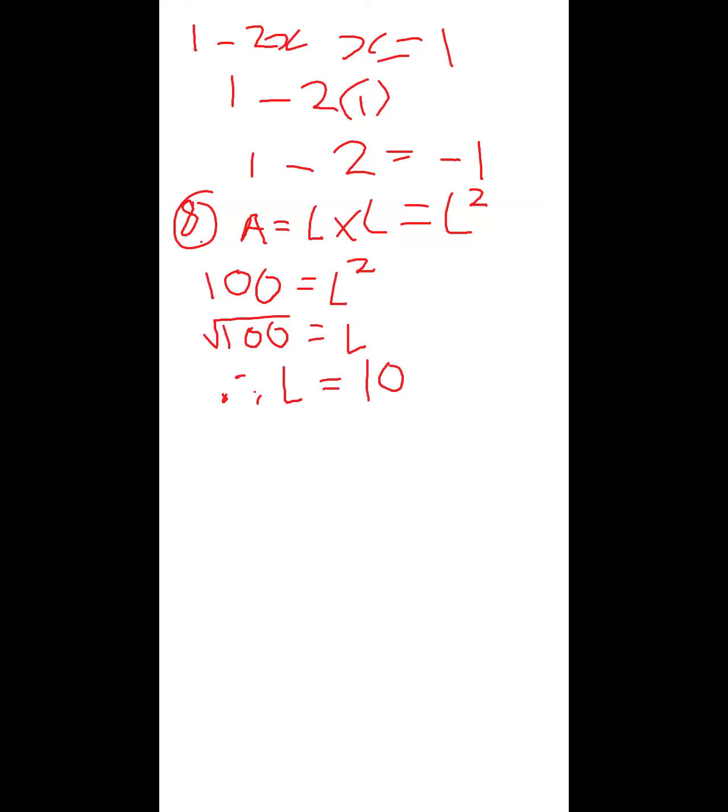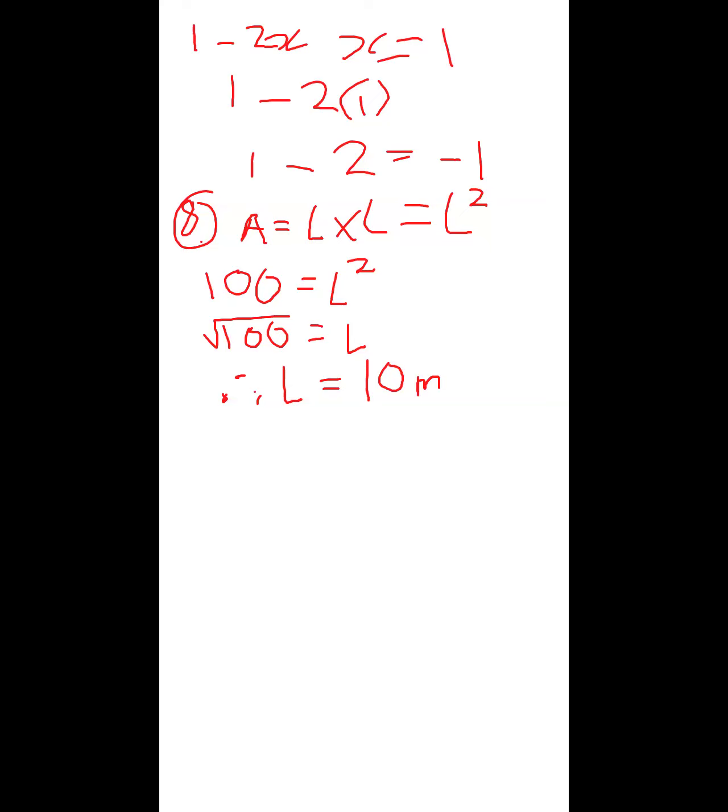Now, remember, the question said the area of a square field is 100 meters squared. So in this case, the length will be 10 meters. Take note: when the area is in meters squared, the length will be in meters. Did you get that? Now, let's go ahead to the second part of the question. What will be the perimeter of the same field, but this time in centimeters?